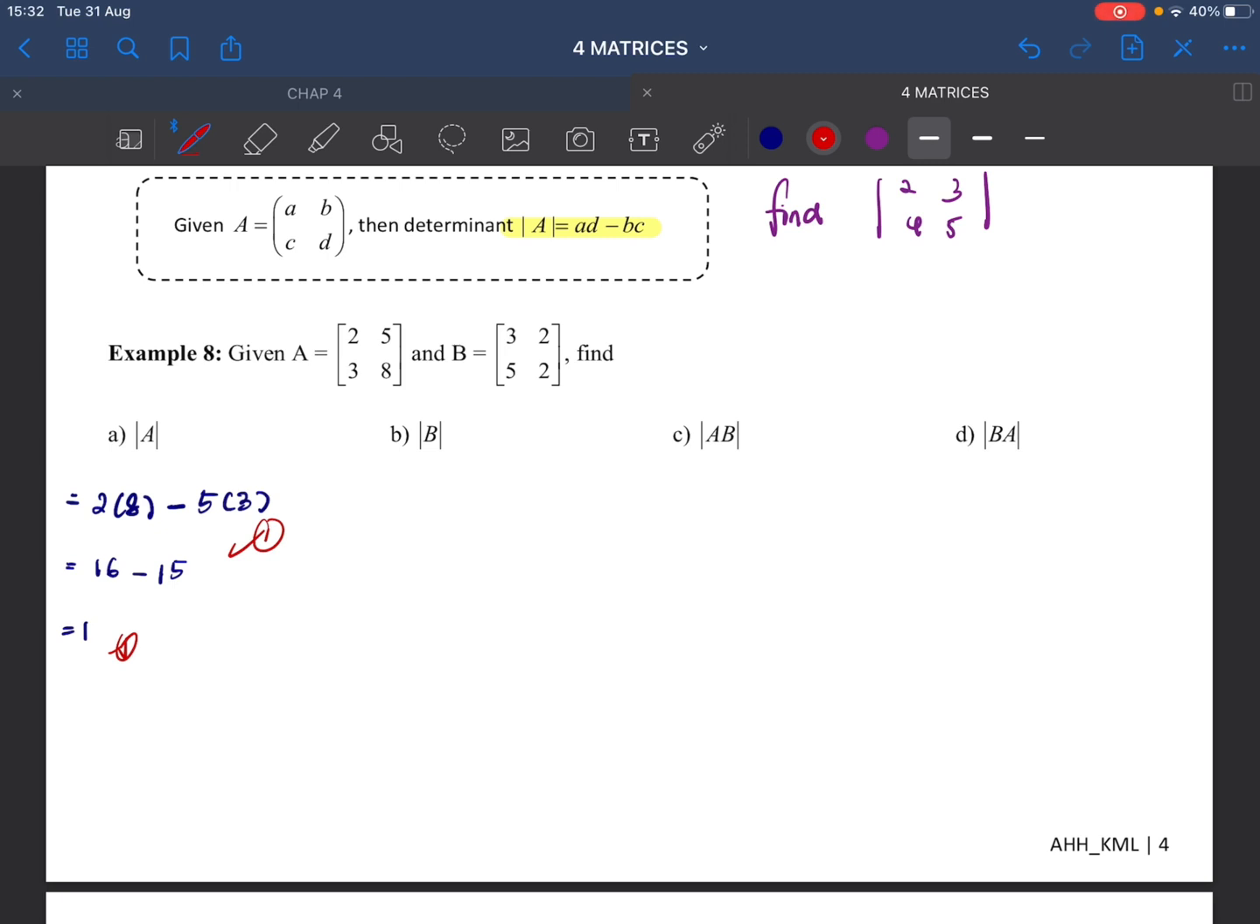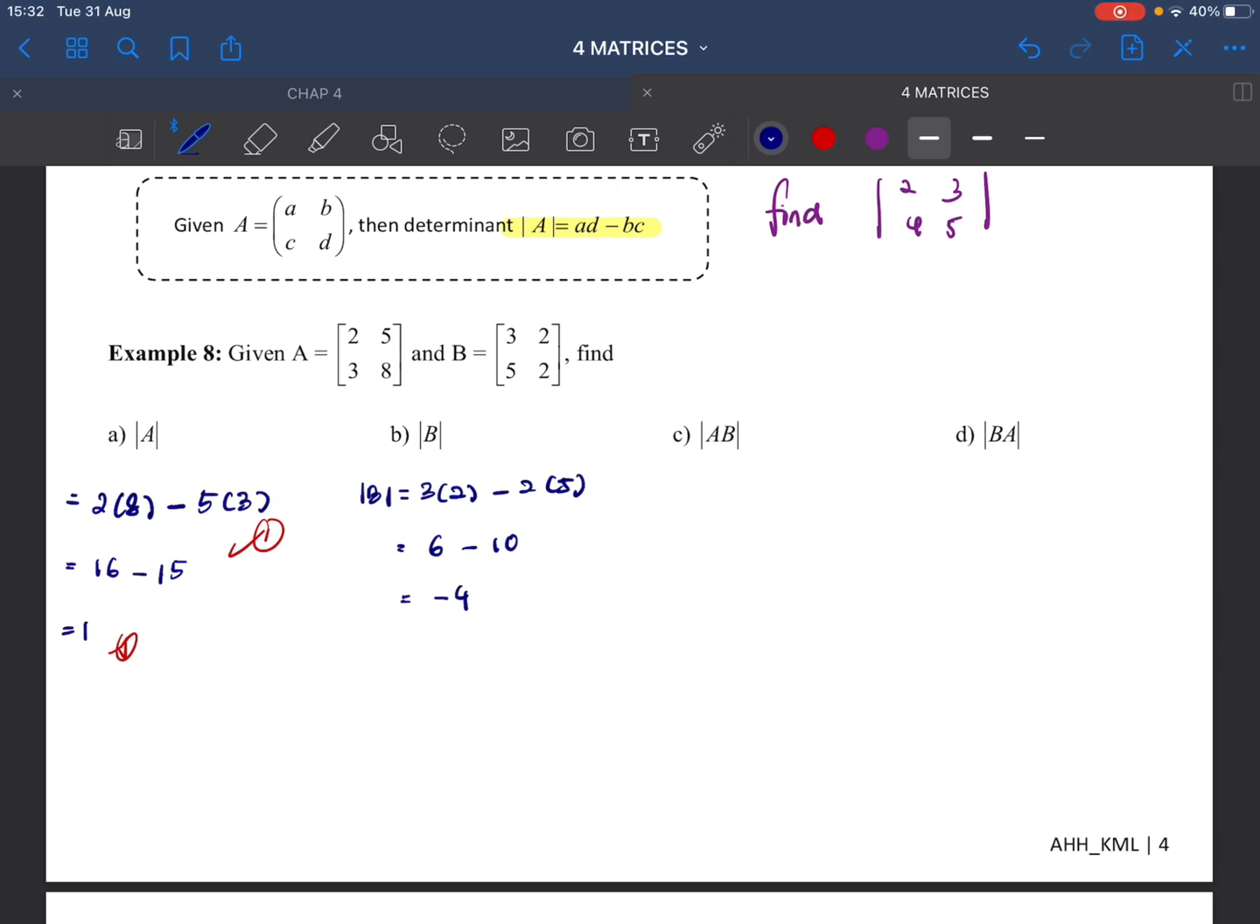Okay, so for B we have determinant of B, we will have 3 times 2 minus 2 times 5, which is we are going to get 6 minus 10 equals to negative 4. Okay, so settle.